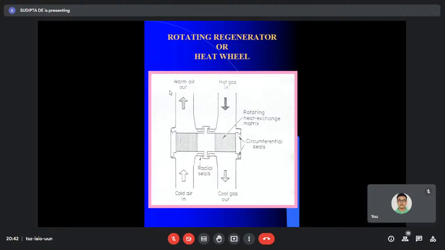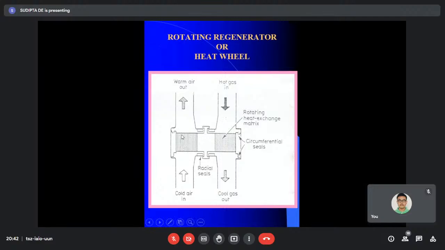And in this example, you can find out very clearly that any contamination, if it is with the hot gas, will be retained by the matrix and that may be transferred partially to the cold gas during the regeneration or cooling process. And also there is another issue. There is a leakage between the two gases.